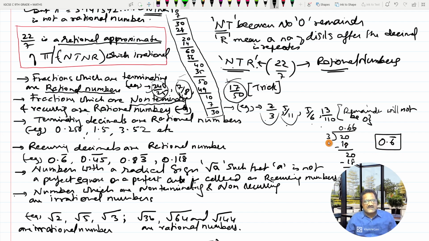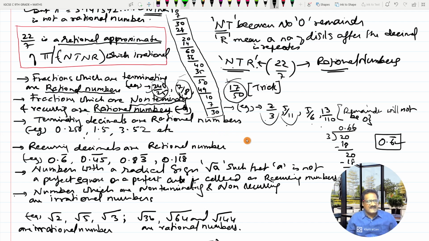Okay. So this example 2 upon 3 is an example of non-terminating because you never get a 0 as a remainder, and recurring because in the quotient you get a number which is repeated. And that number in this case is 6. And all these other numbers also, if you try to go for division, you will get the same thing. They will be non-terminating and they will be recurring. So non-terminating but recurring will come under rational numbers. Terminating decimals are rational numbers.